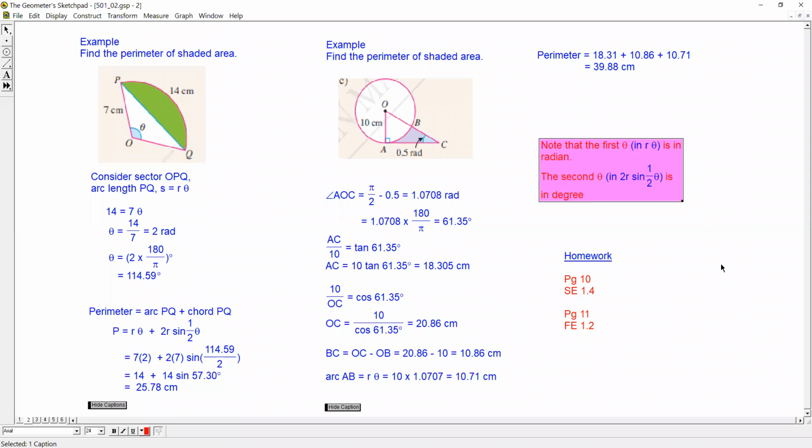So this is what I say. Take note that the first theta is in radian if you use the formula s equals r theta. The second theta, you use degree if the formula has sine, cosine there. There's a sine, cosine here, right?